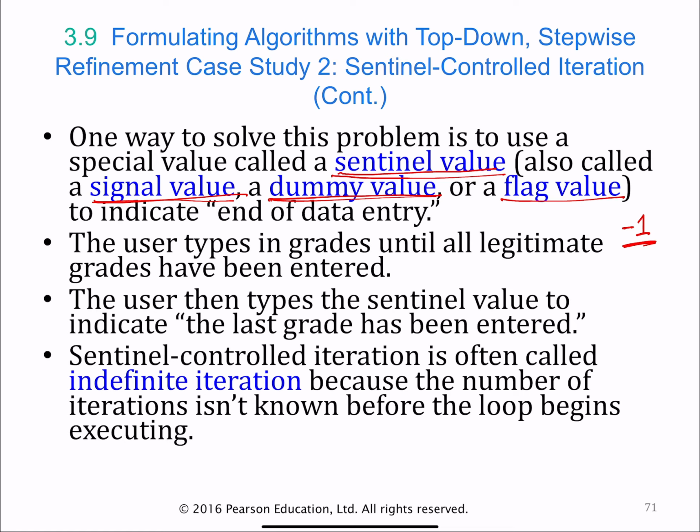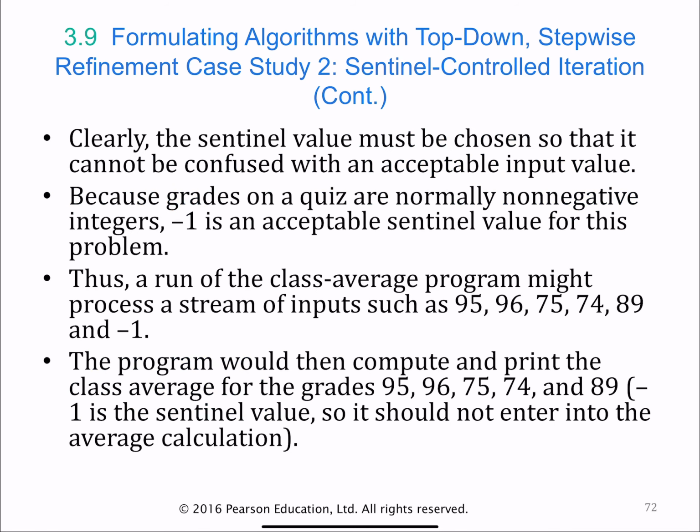This type of iteration, this type of looping, is called indefinite iteration because we do not know beforehand how many times the while loop is going to execute. It will depend on data, based on input from the user in this case. So we are going to stick with -1 as our Sentinel value.